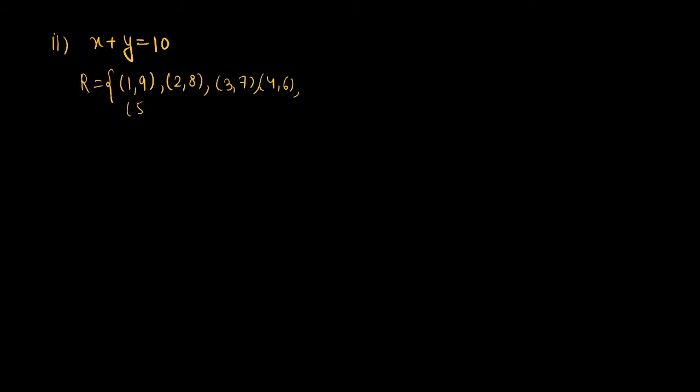Okay, next relation is x plus y equals 10. So that means we have to take those elements in the relation R whose sum is 10. So one ordered pair will be (1, 9), another could be (2, 8), then (3, 7), then (4, 6), then we can have (5, 5), then (6, 4), (7, 3), similarly (8, 2), then we can have (9, 1).